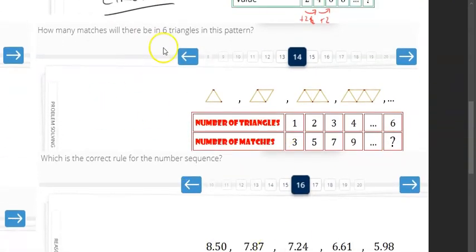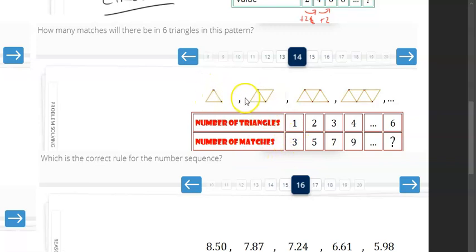Next one here, how many matches will there be in 6 triangles in this pattern? Alright, so this one's a little bit different. It's actually a bit trickier to determine how we are meant to get this answer. So we have the number of triangles. So a triangle, 3 sides, enclosed. And when we have one triangle, we've used 3 matchsticks. So the number of matches is 3.